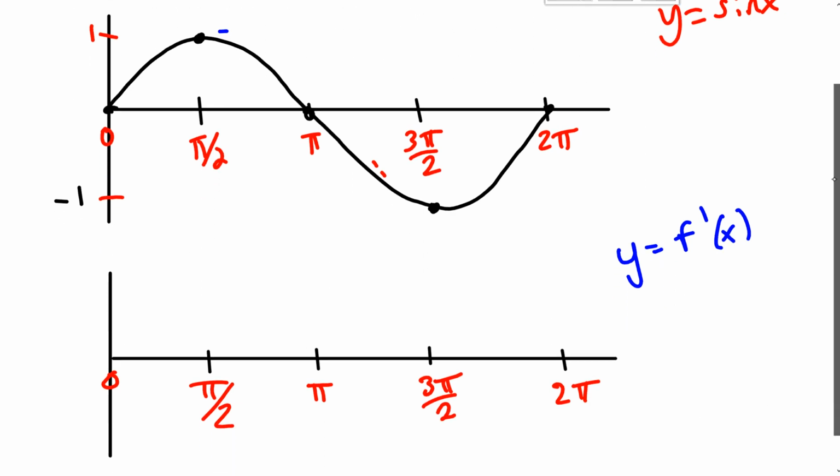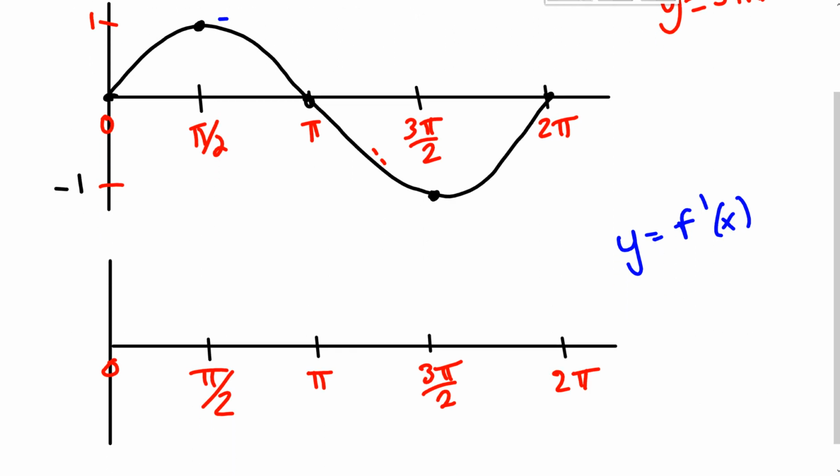So there's sine. If we're asked to graph the derivative, my x's stay the same, but my y values are the slopes, right? Here we have a horizontal tangent, so my slope is 0, so my derivative is 0 at pi halves. Here at 3 halves pi, my horizontal tangent also has a slope of 0, so there's a 0 there as well.